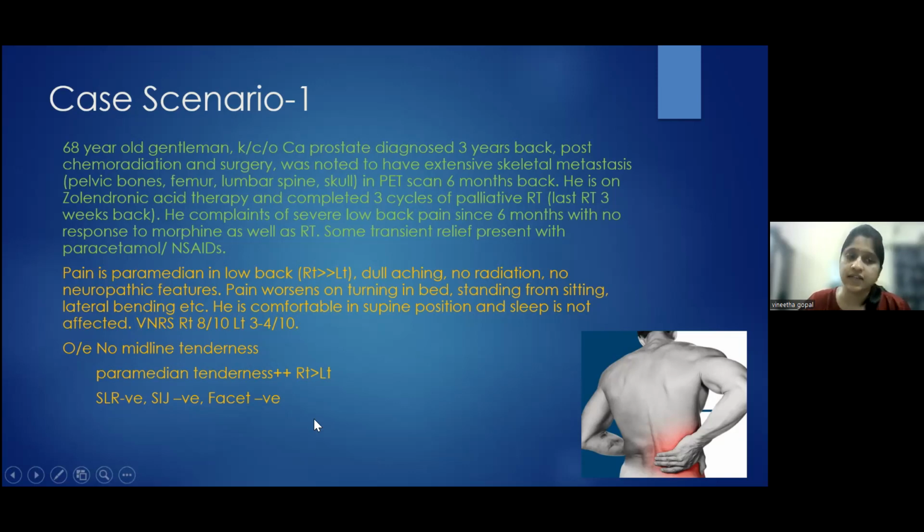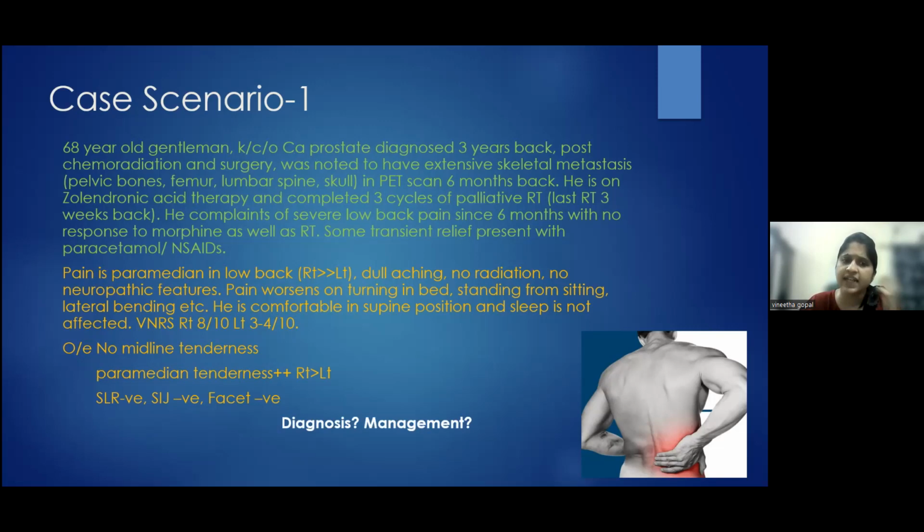His SLR, I hope you remember, straight leg raising test for radiculopathy, was negative. SAJ, the sacroiliac joint, was free, no tenderness, and all the tests were negative. And facet was also negative. The facet manual extension and lateral bending, if you remember, was also negative. So my question is, what could be the possible pain generator here, and what else can you do for management?